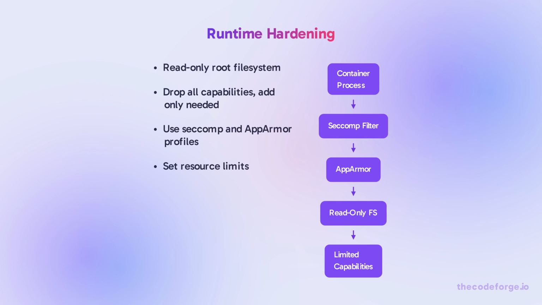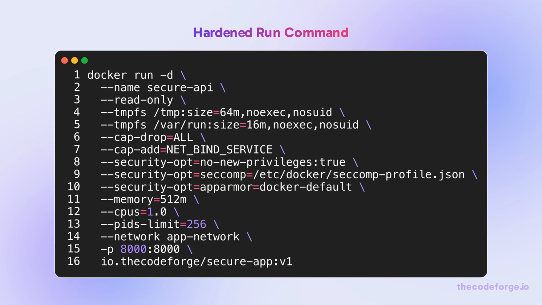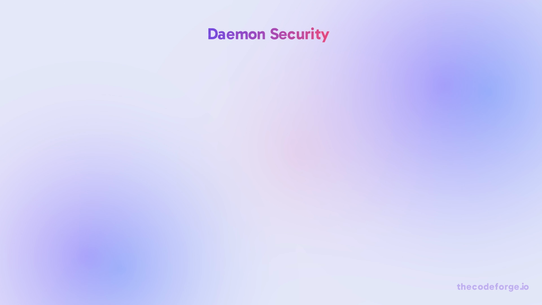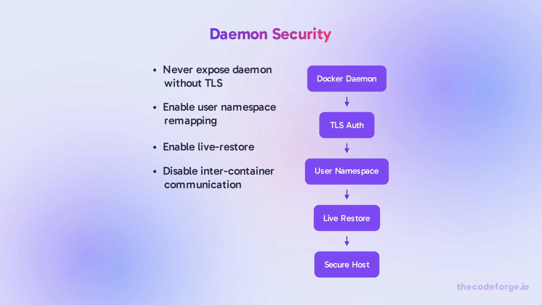Runtime hardening reduces the attack surface of a running container. Use read-only file systems, drop all capabilities, apply seccomp and AppArmor profiles, and set resource limits. Each layer adds negligible overhead. Here's a fully hardened run command. Read-only root file system, tmpfs for writable paths, all capabilities dropped except NET_BIND_SERVICE, seccomp and AppArmor profiles, and resource limits.